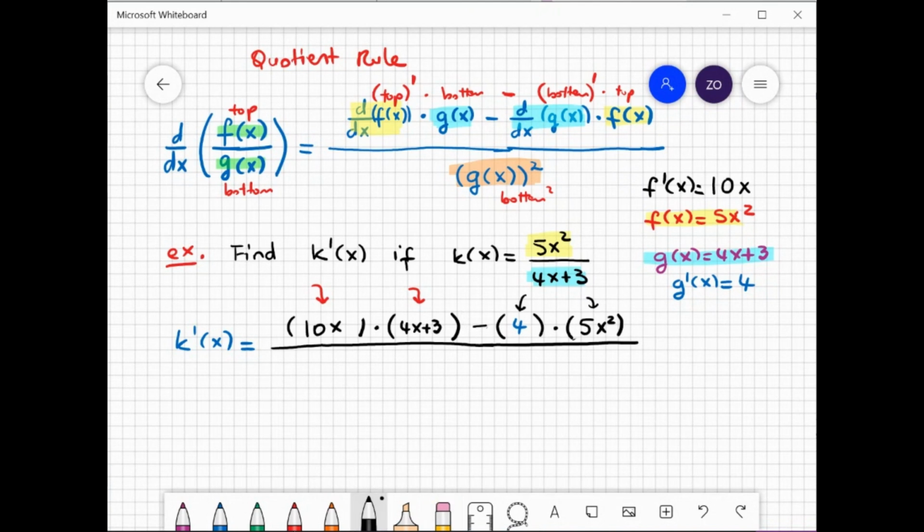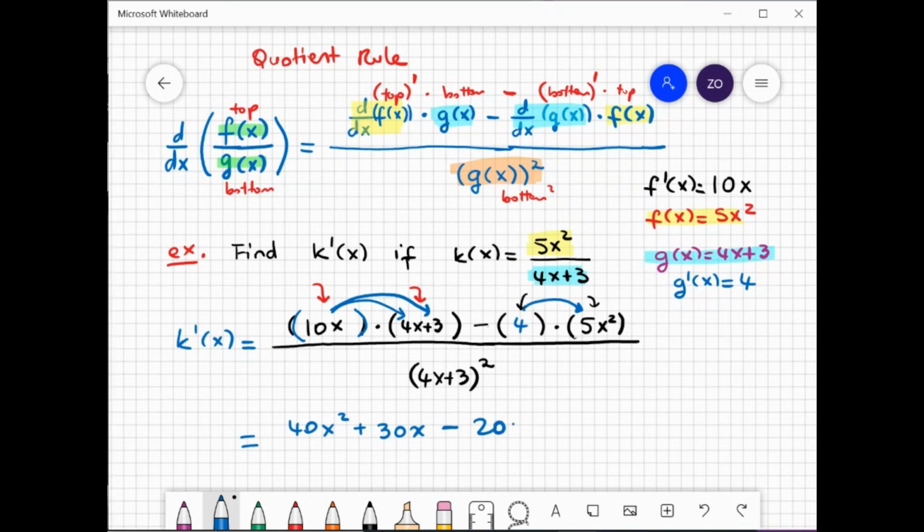Then we will simplify this expression. It would be, okay, let me see. And in the denominator, what do we have? We have 4x plus 3 squared. Okay, so I just take the square of the denominator. So what do we have? Let's multiply and find the numerator. 10x times 4x. So we are multiplying these. Will be 40x, right? Sorry, 40x squared plus 30x, right? 3 times 10x will be 30x minus 20x squared.